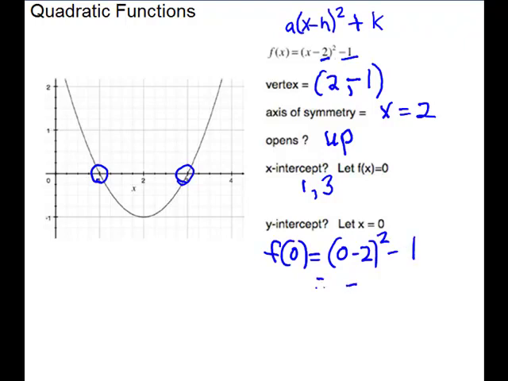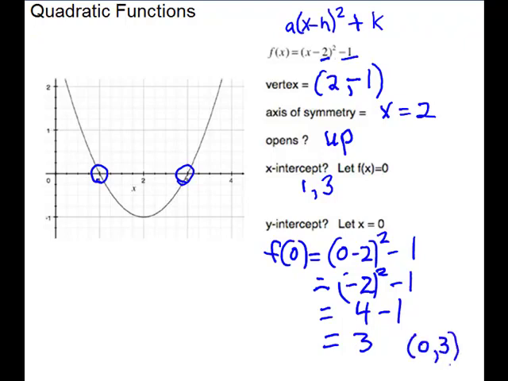This gives us negative 2 squared minus 1, which will give us 4 minus 1 is 3. So this would be 0, 3. And we actually don't see that one on the picture. If they want an ordered pair, your x is 0 on a y-intercept.